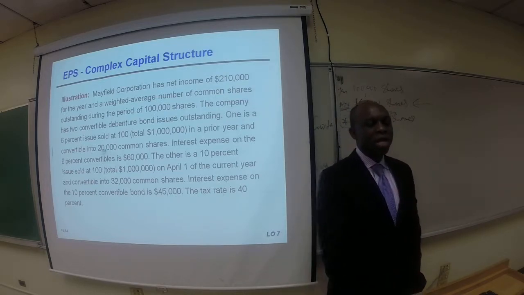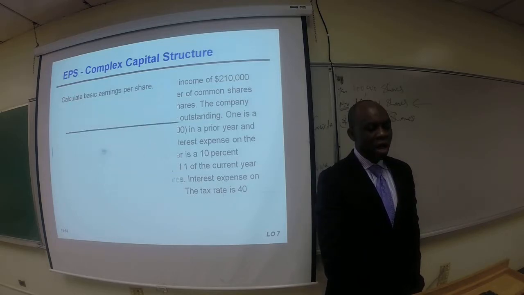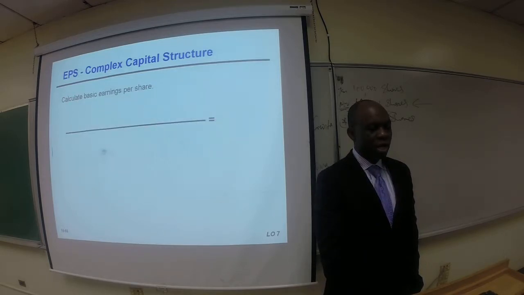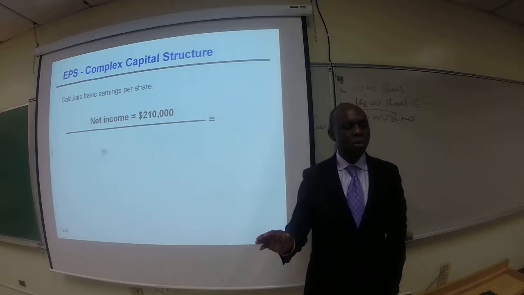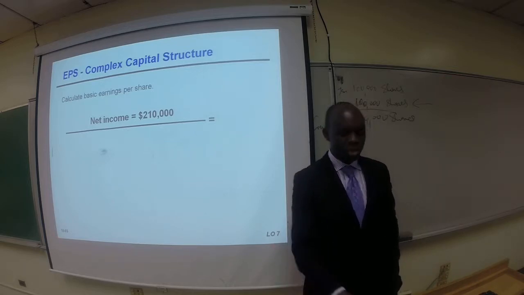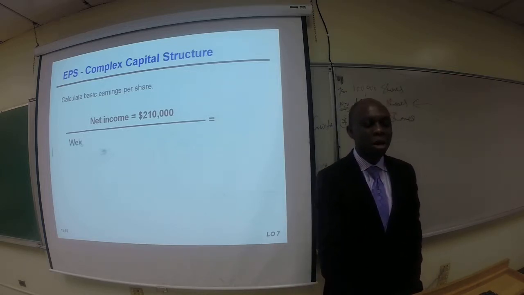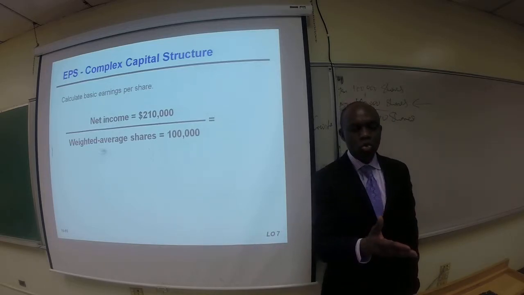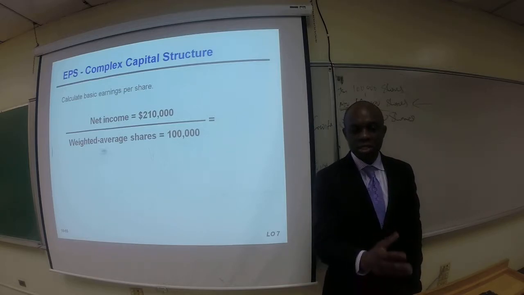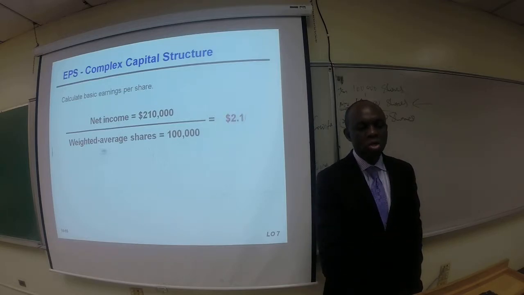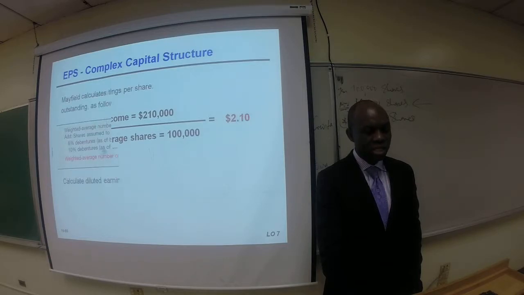So let's take a look at how all these pieces fit together. I guarantee you, you are going to love this. First of all, we have to calculate the basic EPS, and the basic EPS is net income divided by the weighted average shares. The net income is 210,000, and the weighted average shares given to us is 100,000. So the basic EPS is $2.10.